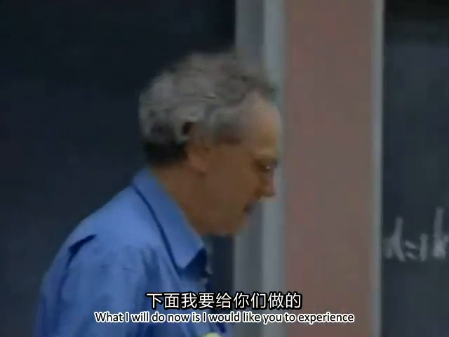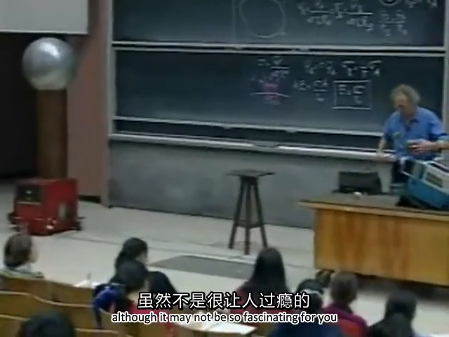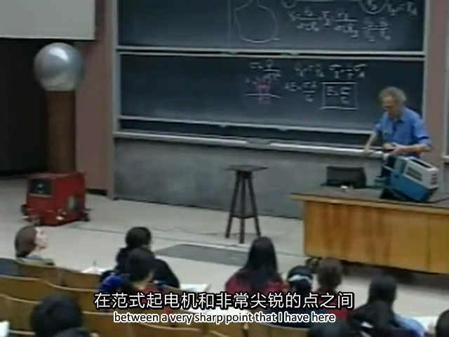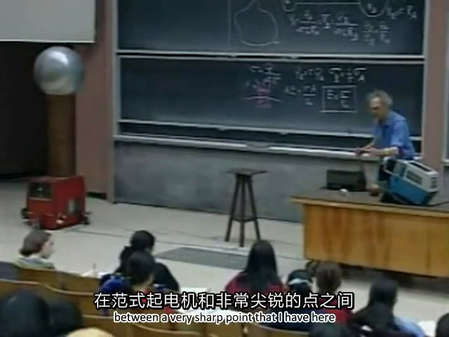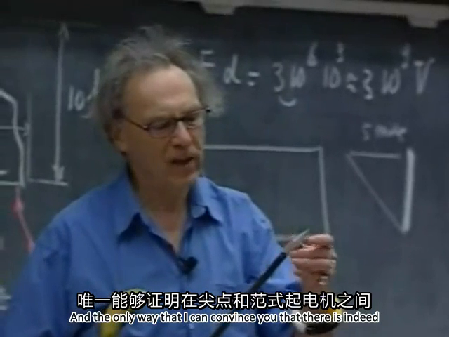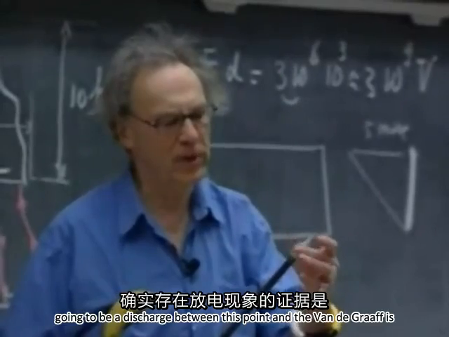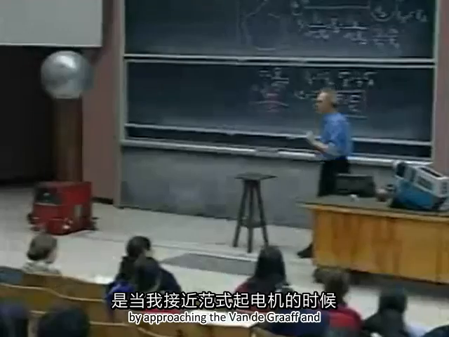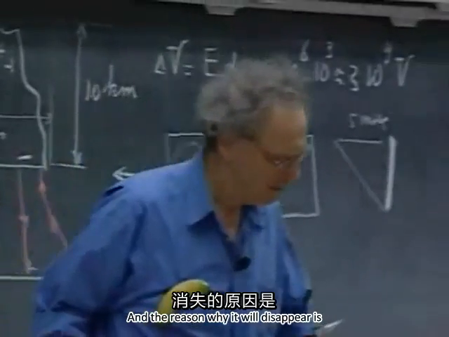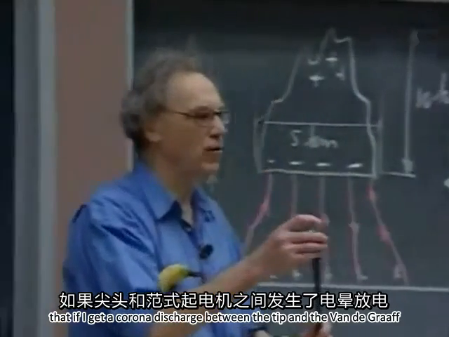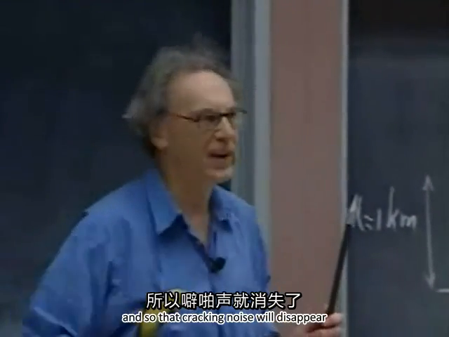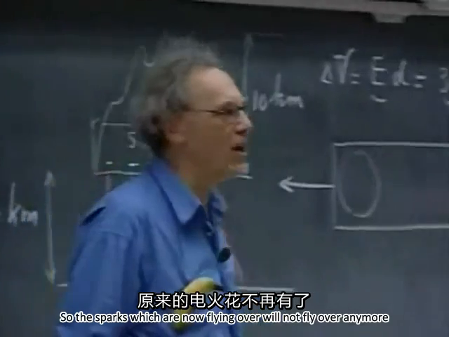What I will do now is I would like you to experience, although it may not be so fascinating for you, a corona discharge between a very sharp point that I have here, extremely sharp, and the Van de Graaff. And the only way that I can convince you that there is indeed going to be a discharge between this point and the Van de Graaff is by approaching the Van de Graaff, and this cracking noise that you hear now will disappear. And the reason why it will disappear is that if I get a corona discharge between the tip and the Van de Graaff, it will drain current, it will lower the potential, and so that cracking noise will disappear. So the sparks which are now flying over will not fly over anymore.